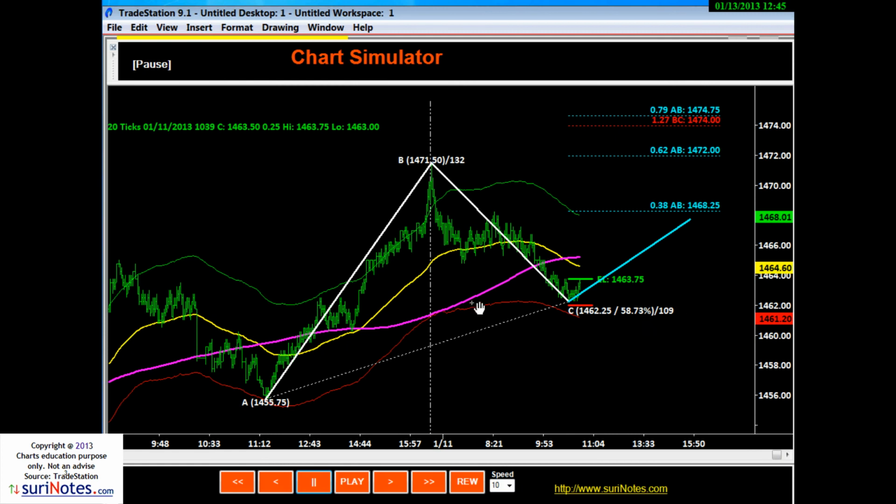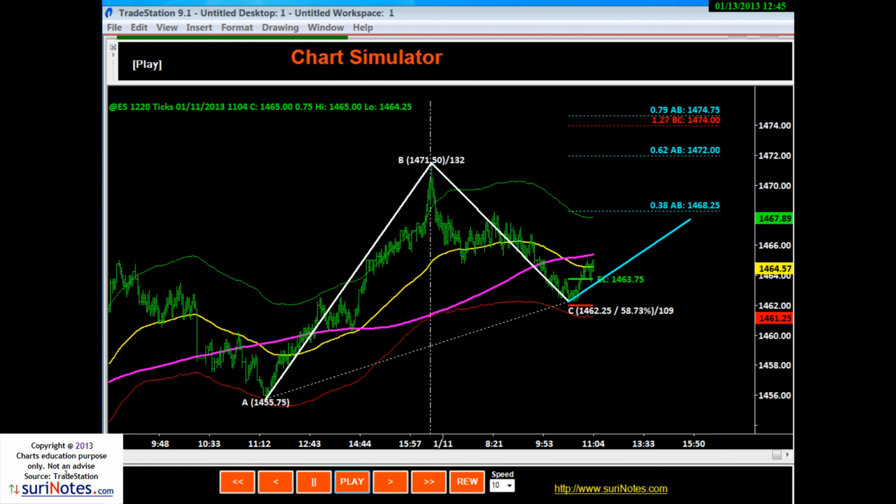This magenta line is the 200 period moving average. Now let's start playing it. It hit the 200 period moving average plenty of times, and it came back and retested my EL level multiple times, and it took almost 4 hours for this pattern to emerge on Friday.